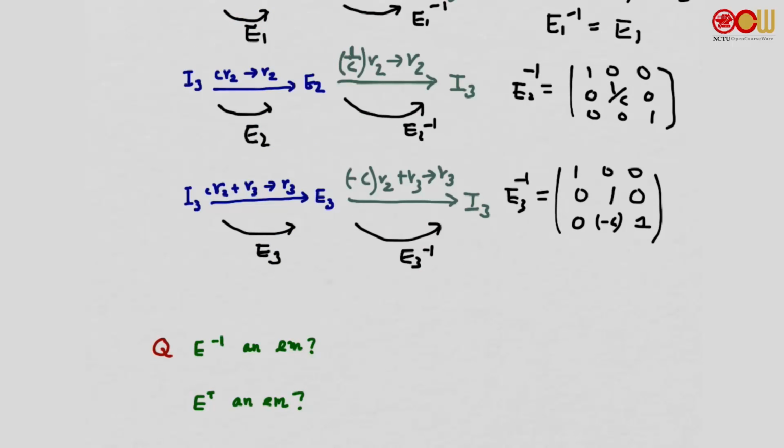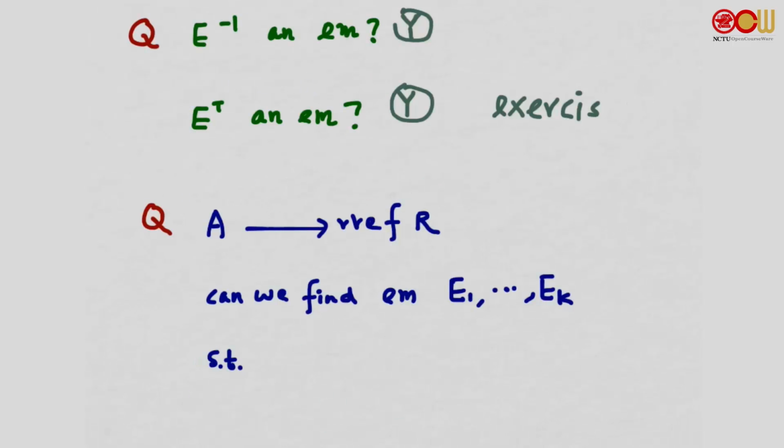How about E transpose? Suppose we have an elementary matrix E. Is the transpose also an elementary matrix? The answer is yes. I will leave the transpose as an exercise. Please work out for each of the three cases, interchange, scaling, and row addition, what would be the elementary row operation corresponding to E transpose.